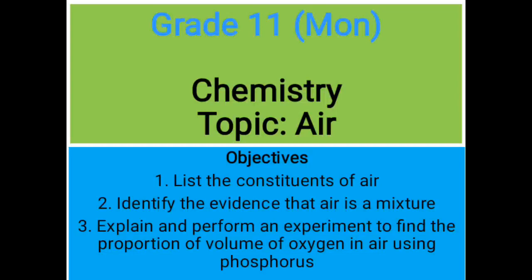Now, at the end of this class, you should be able to list the constituents of air, identify the evidence that air is a mixture, and explain and perform an experiment to find the proportion of volume of oxygen in air using phosphorus. These are the things we are going to achieve at the end of this class. The experiment we are not doing now, but I'm going to explain to you how to do that.